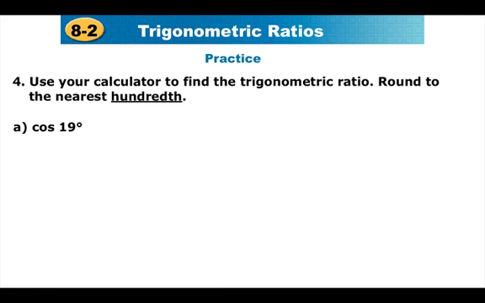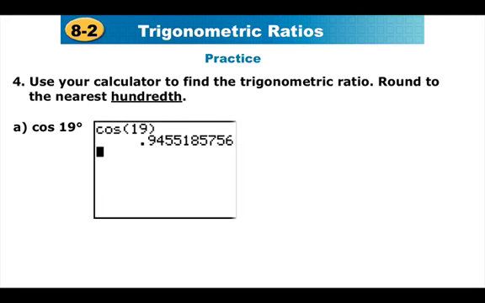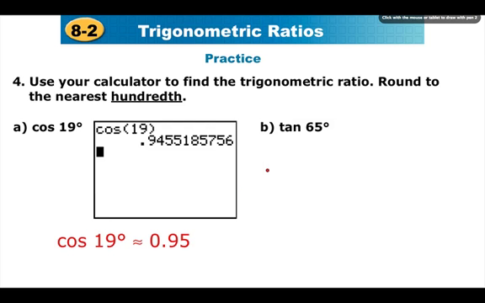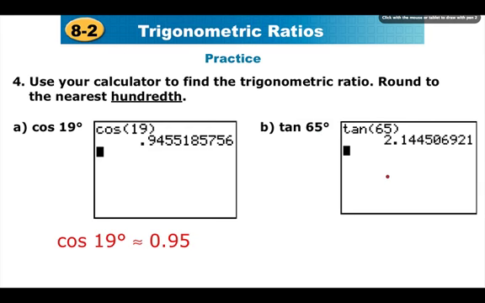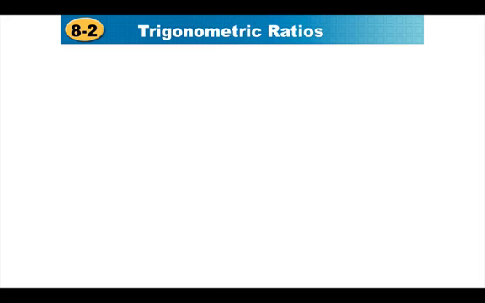Same directions. Cosine of 19, make sure that you're in degrees. Once you round, well, this is what you get on the screen on the calculator. But once you round, you say 0.95. Tangent is 65. Punch it in, tan, and then 65, and you should have that. Once you round, 2.14. Next slide. Here's number 5.